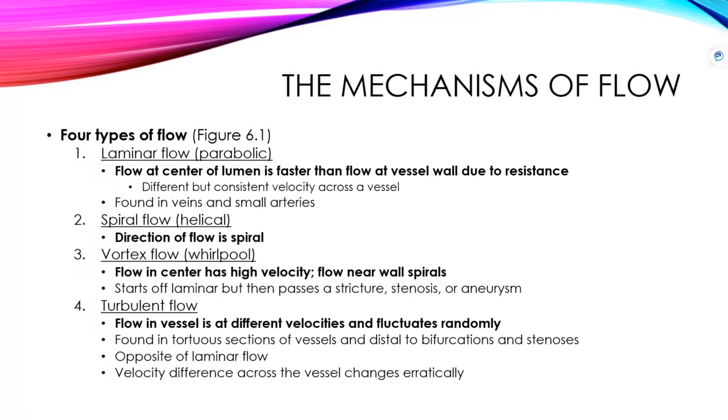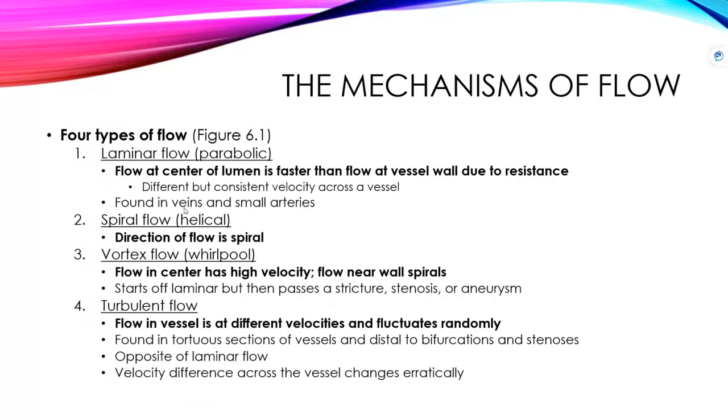Laminar flow, which is also called parabolic flow. It's kind of like the bell curve, the parabola. That's what it means. It's where the middle is faster than the outer edges of the vessel, of the wall of the vessel. The velocity across the lumen of the vessel is going to be different, but it's going to be consistent. So if you look on figure 6.1, you'll see that the arrows all point in the same direction, but they're all going at different speeds. So that's laminar flow. It's constant velocity, constant direction. And typically you're going to find this in veins and small arteries.